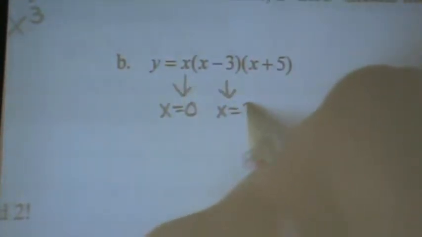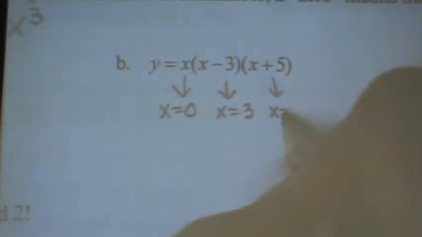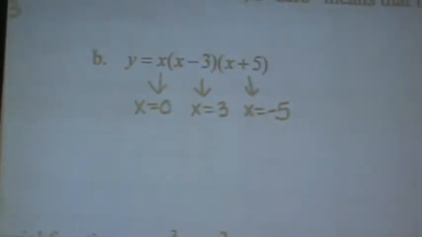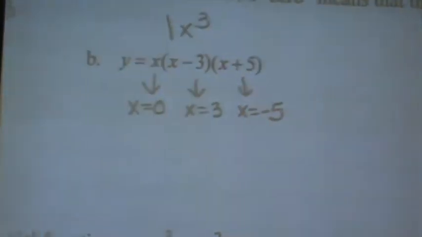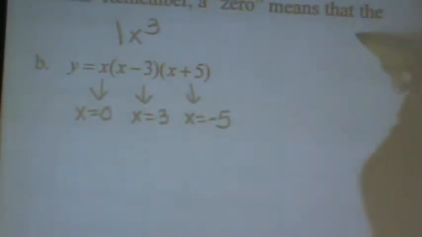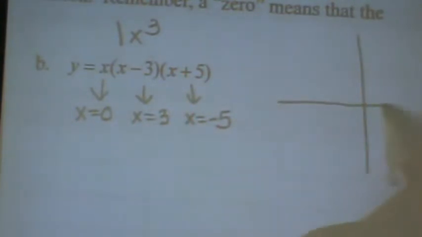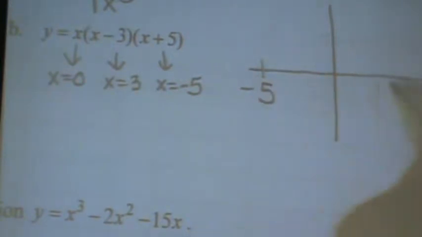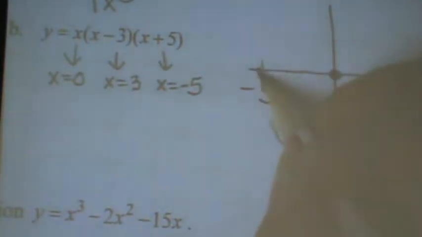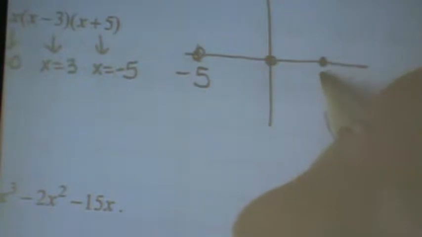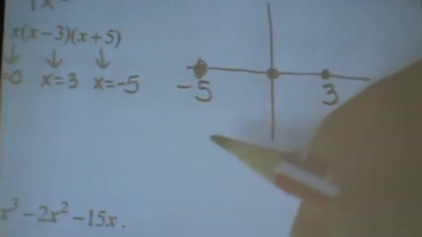Let's try another one. Can you tell me my 3 zeros? 0, 3, negative 5. So, again, if I multiply this all out, I get x cubed and it's a +1. So it's gonna tell me that the smallest of these 3 zeros is -5. And then we have 0, and then we have a 3. So what's happening here is it's gonna go like this.